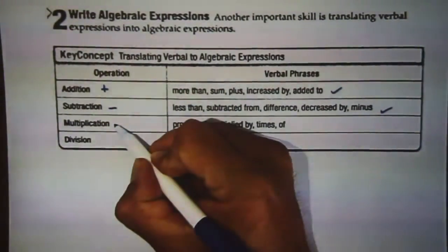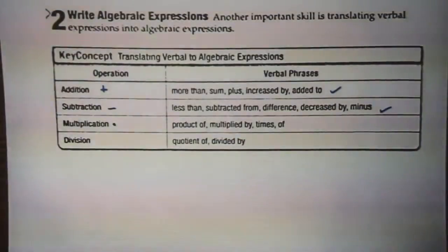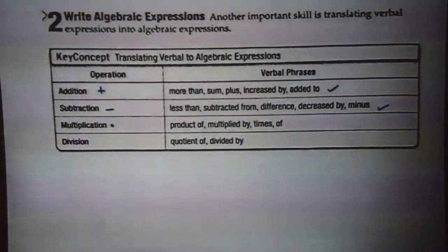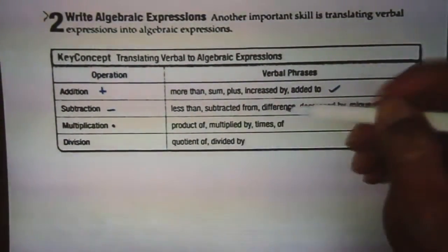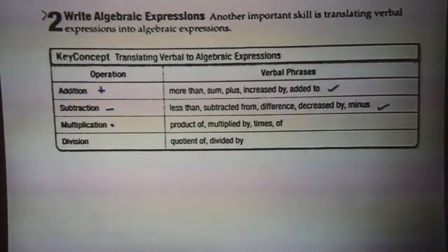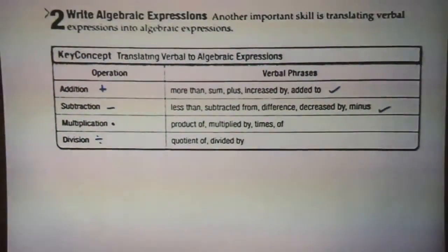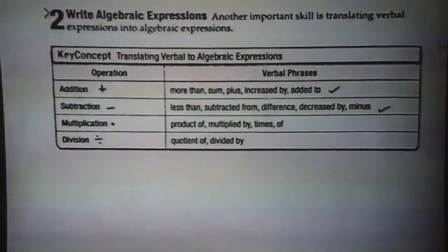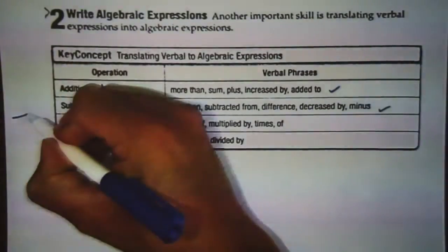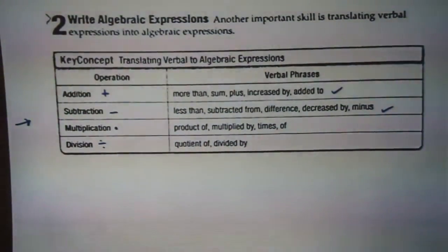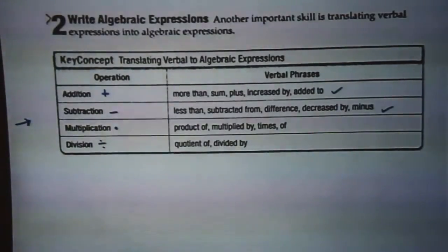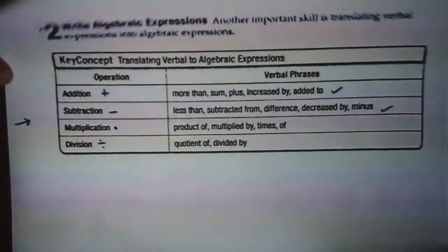Multiplication. In algebra, we use that little dot sometimes to refer to multiplication. The product of, multiplied by, times, or of is sometimes used to describe multiplication. And then division: quotient of, divided by. So take a moment to put this chart into your notes somewhere because you're going to refer to it in terms of how you build algebraic expressions.